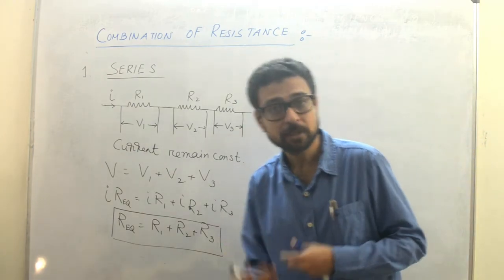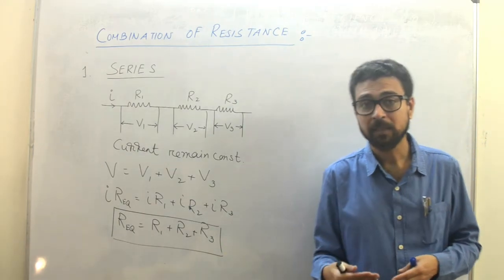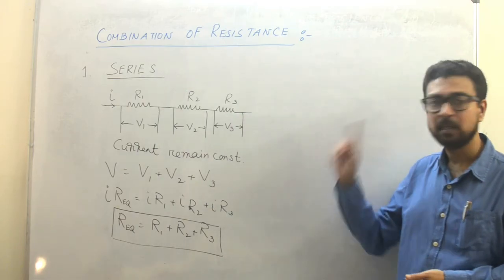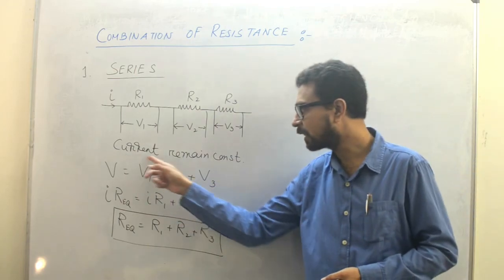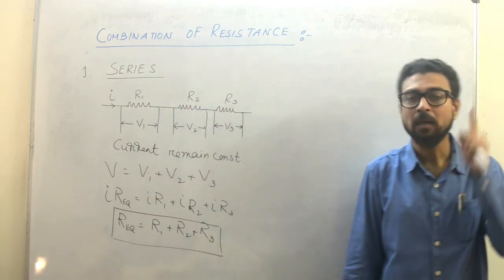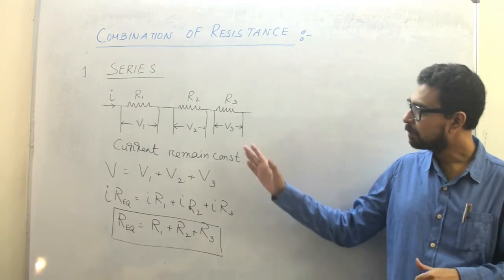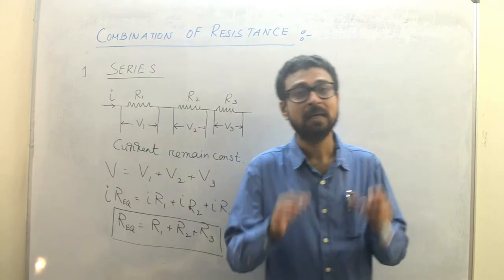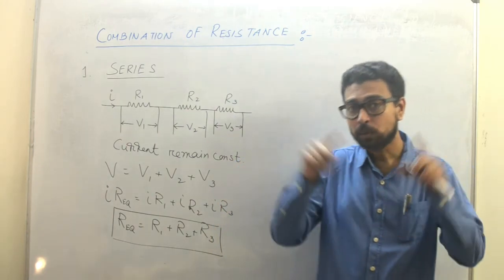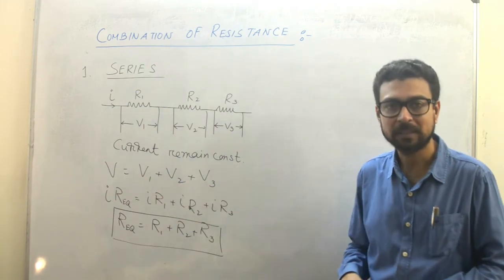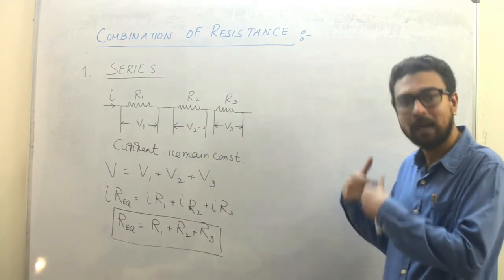Next we are going to go for the parallel combination. Before going to parallel, I must again repeat certain things. In series combination, remember one thing, that the current remains constant throughout all these resistances. The same current will flow. And the second part is that individual resistances will cause individual potential drops. Add them, and you will get the total potential of the given circuit, that is V equals the sum of all these three potentials.